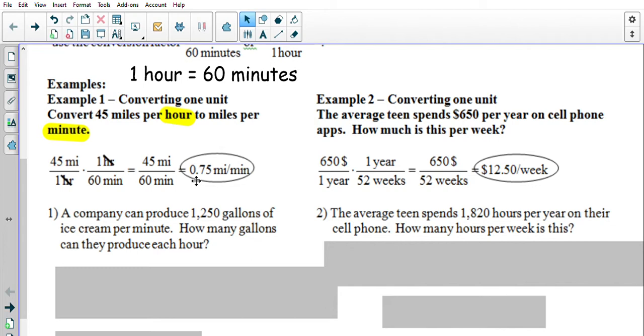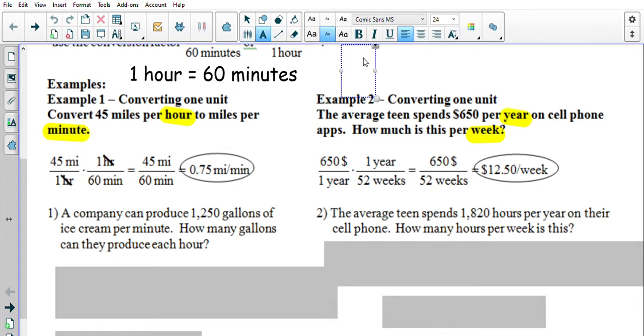Let's take a look at example 2, where we convert one unit as well. The average teen spends $650 per year on cell phone apps. How much is this per week? So we start off by writing $650 in 1 year as a fraction. We are trying to convert our years into weeks. So the conversion factor here is that there are 52 weeks in 1 year.